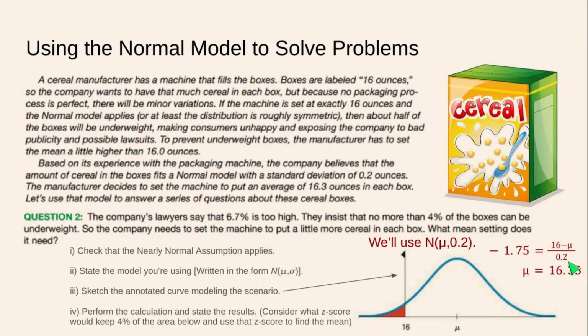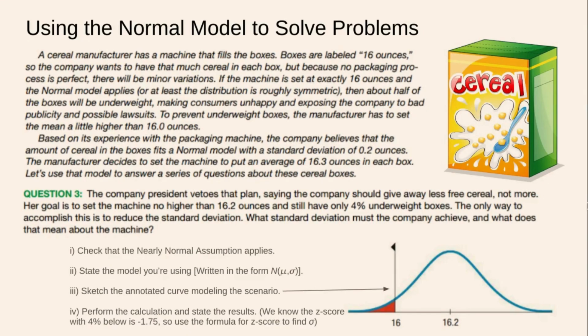From here, it's just algebra. I would multiply both sides by 0.2 to undo the division, and then I would subtract 16, then divide by negative 1. If you do the algebra correctly, you will get mean is equal to 16.35, which is the answer to the question. So, how do I make sure that no more than 4% of the boxes can be underweight? Well, I need to set the mean to 16.35. That'll keep the percent of boxes that are underweight within the acceptable range.